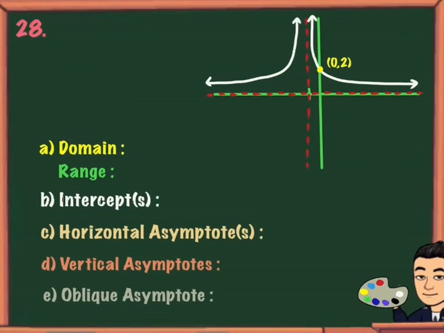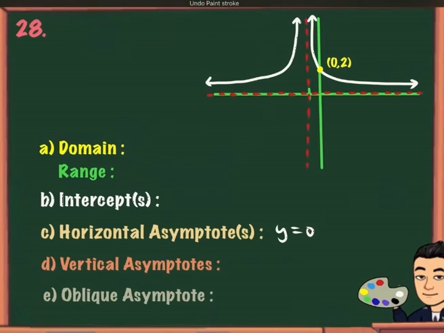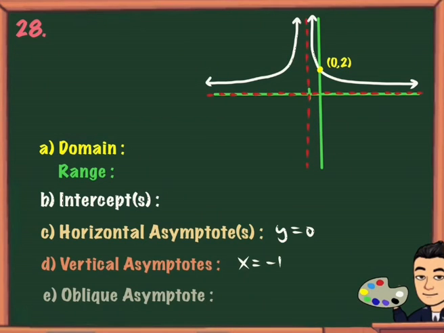Let's look at number 28. So I'm going to start with the horizontal asymptote. This is where y equals 0. And the vertical asymptote is right here. This is when x equals negative 1. Okay, so there is no oblique asymptote. And the domain is going to be all real numbers.